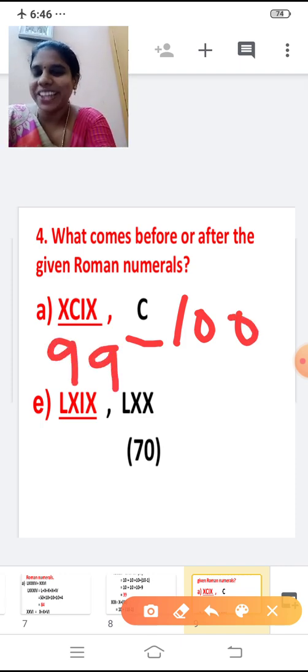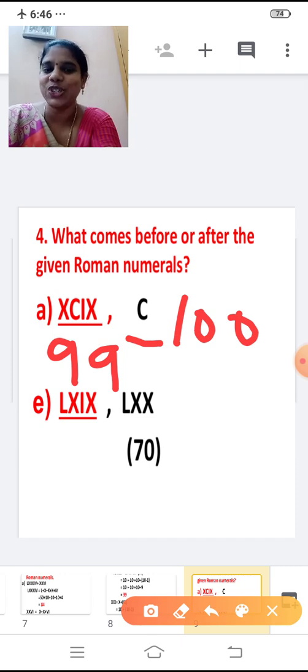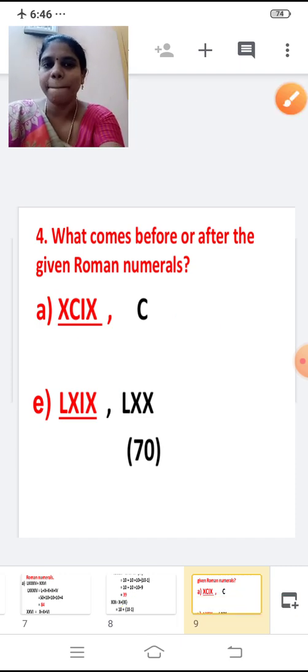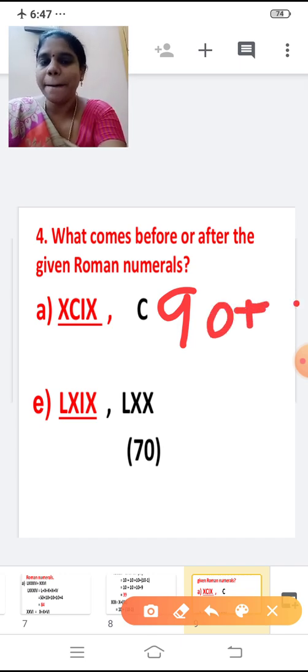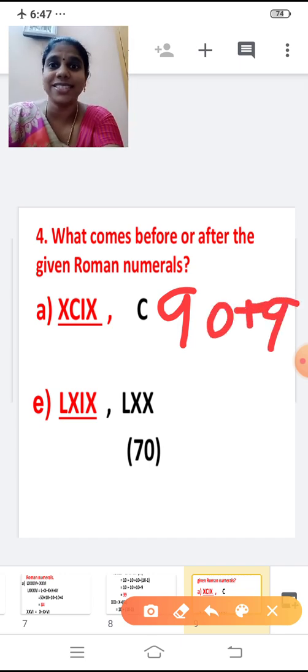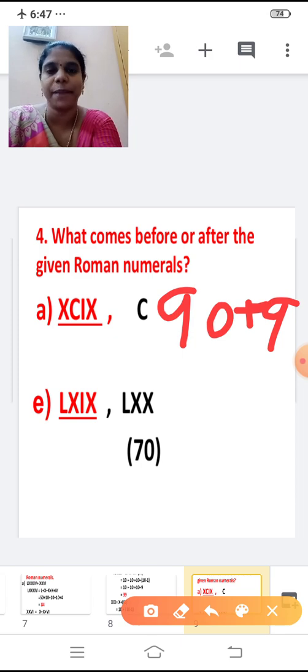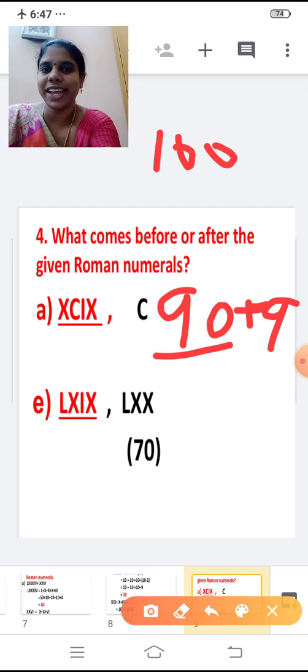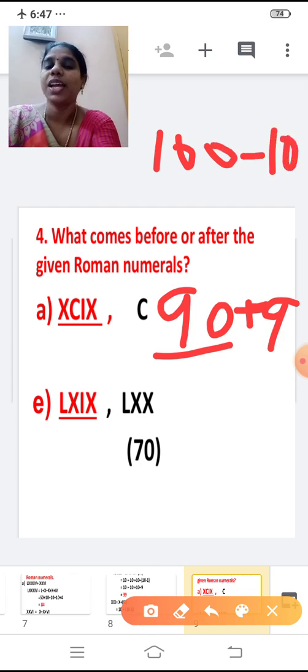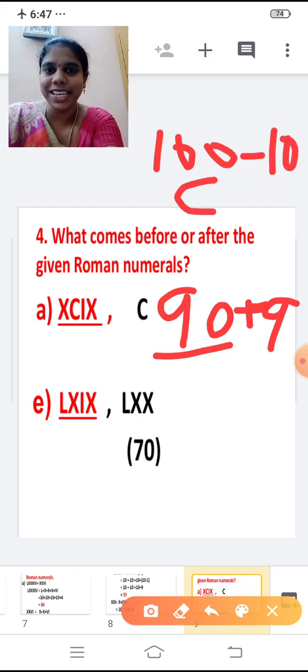99, right? How to write 99 in Roman numerals? 90 plus 9. Shall I write like this? 90 plus 9 is 99. So how will you write 90? 100 minus 10 is 90, right? Value for 100 is C minus, what is the value for 10?